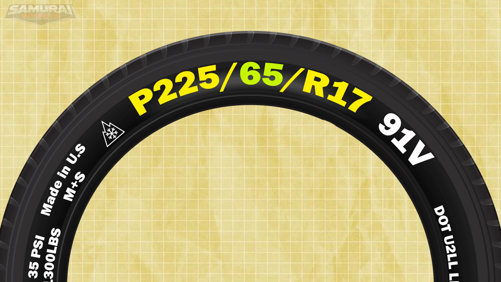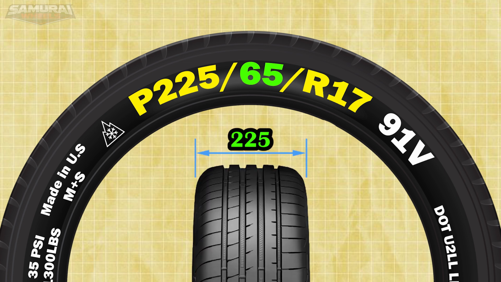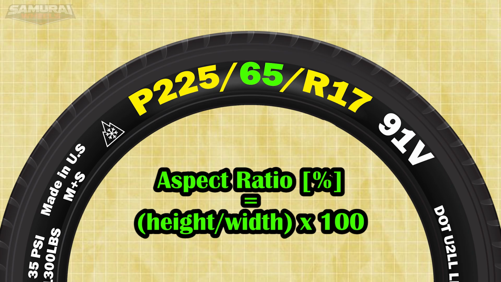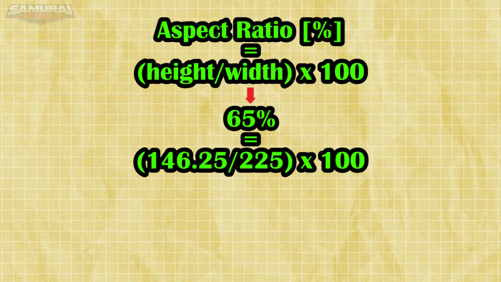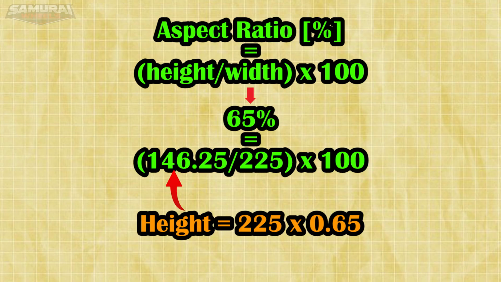Following the slash, the next number in the sequence represents the tire's height as a percentage of its width, with 65 meaning the height is 65% of the width. We calculate this number by dividing the tire's section height by the tire's section width. So if a tire has an aspect ratio of 65, that means the tire's height is 65% of its width.